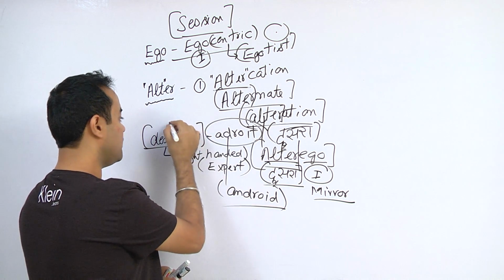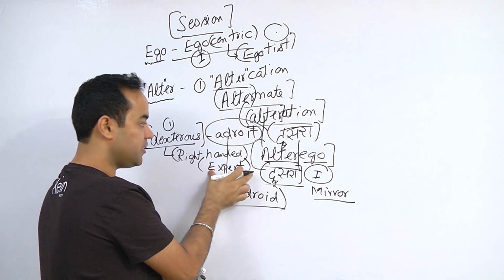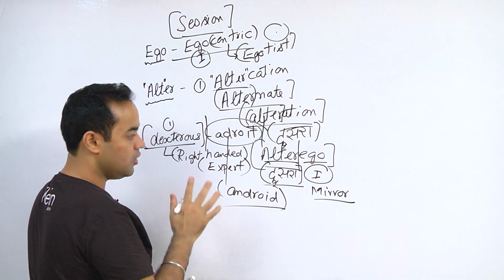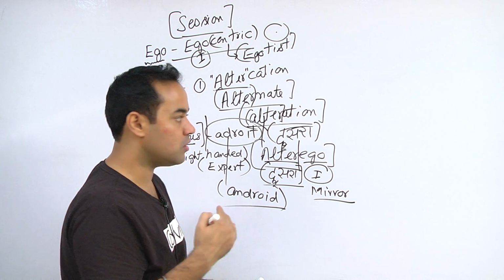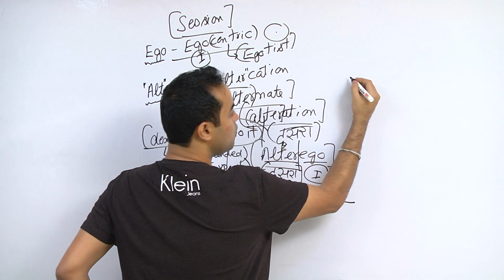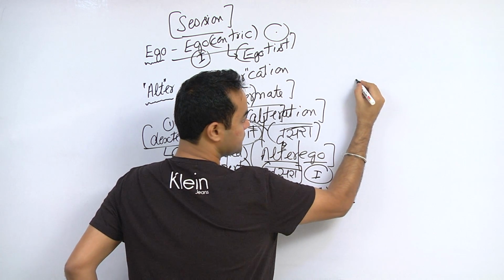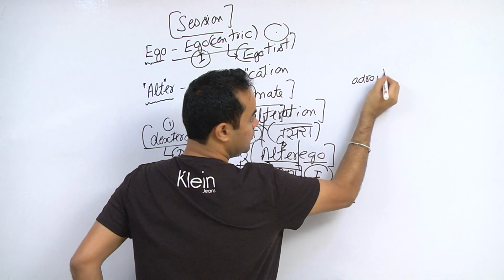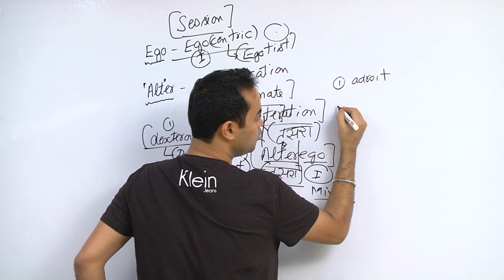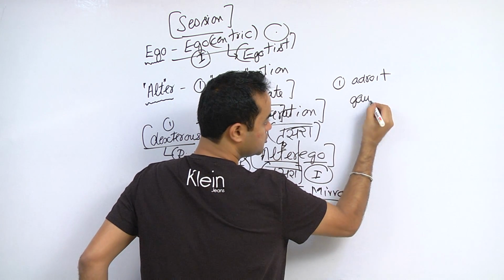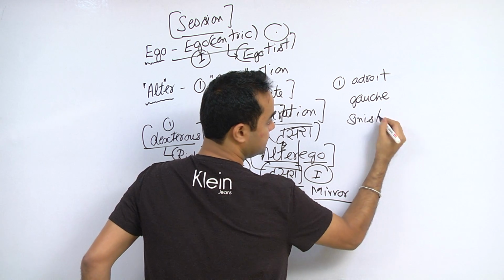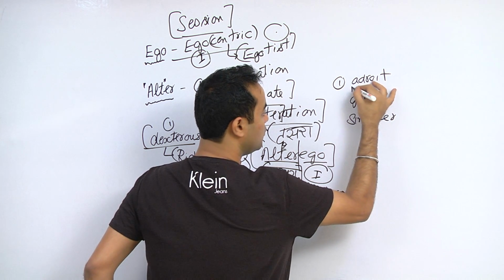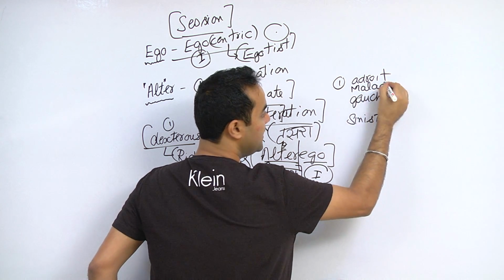The synonym, number 1, dexterous, which means right-handedness or an expert, is adroit. Okay, there are 4 different levels of, I can say, expert or a beginner. For example, number 1 word is adroit. Number 2 word is gauche. Number 3 is sinister. I have to put in one more word in between, which means maladroit.